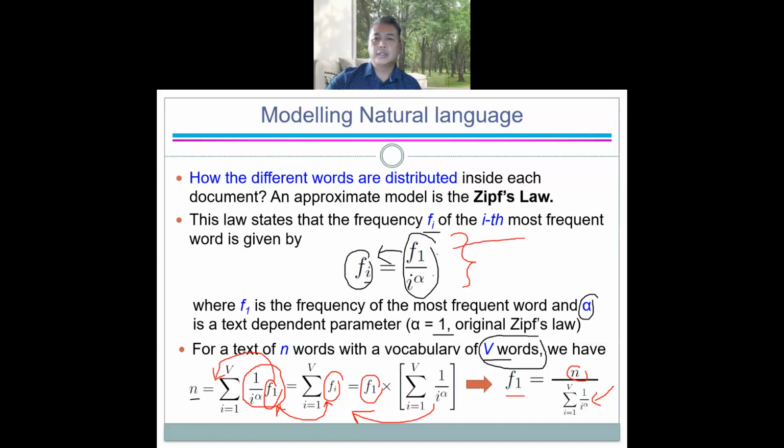We can estimate F1 by using this formula, or we can compute the most frequent word that you have in your text. But we could also estimate. So this here is the formula on how to estimate the F1. Based on the F1 here, we can then compute the i-th most frequent word in the text.